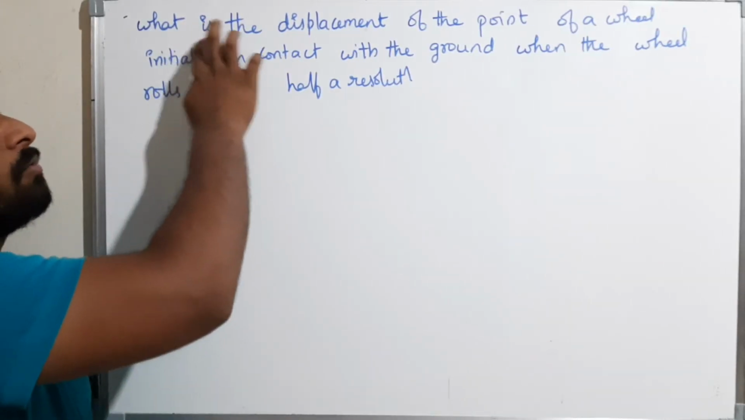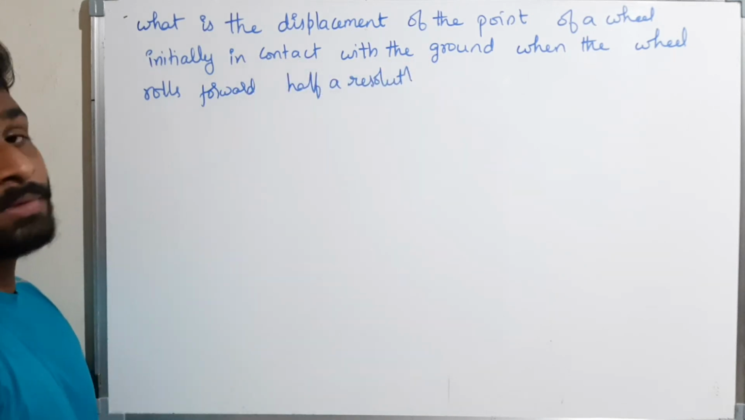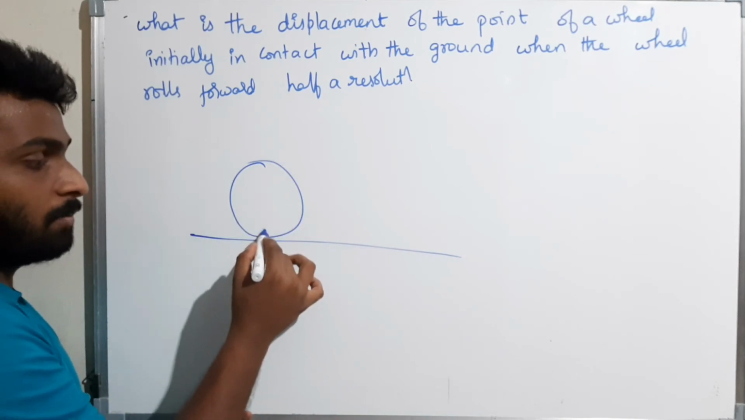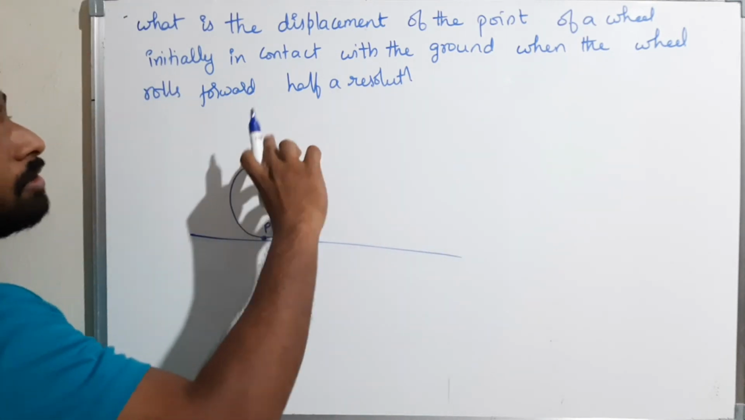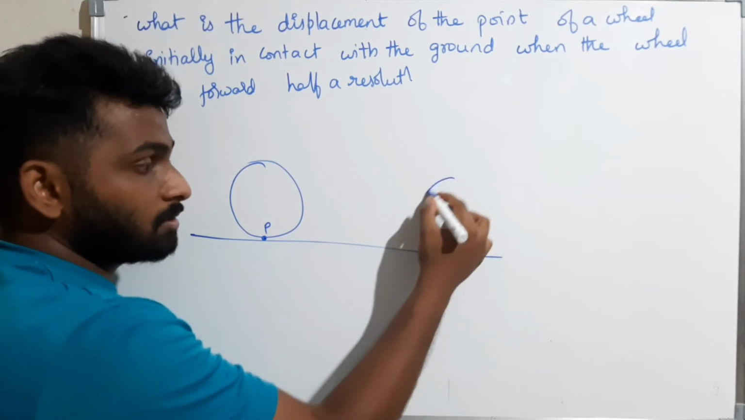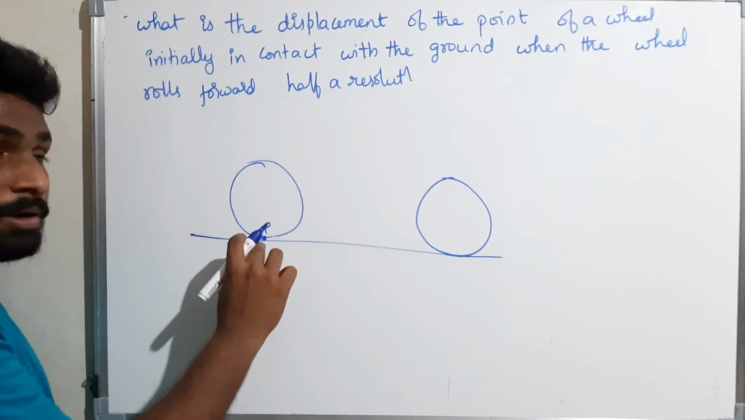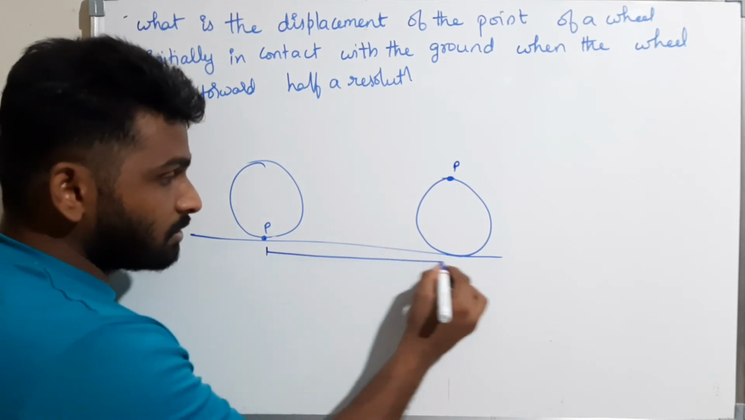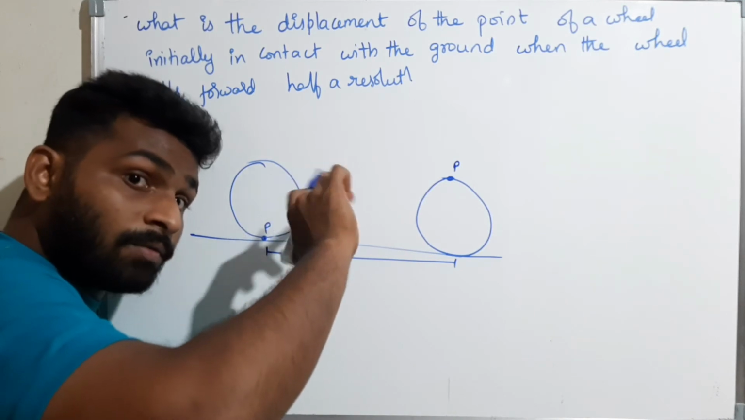See this question. What is the displacement of a point of a wheel initially in contact with the ground? This is a wheel, and this is a point, some point P, initially in contact with the ground. When the wheel rolls forward for half a revolution, the wheel will be somewhere here, and when it rotates by half a rotation, this point P will come to here. What is the distance traveled? Half rotation means it covers half of the circumference.